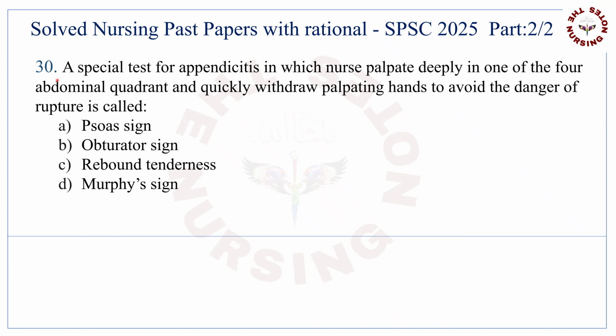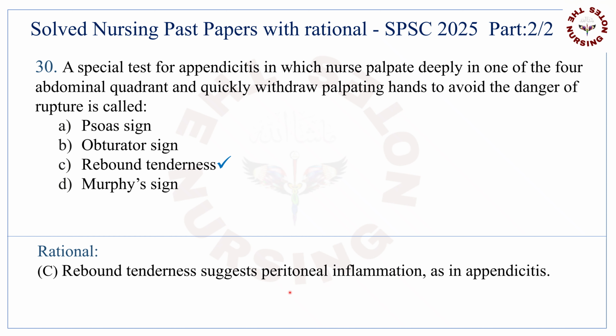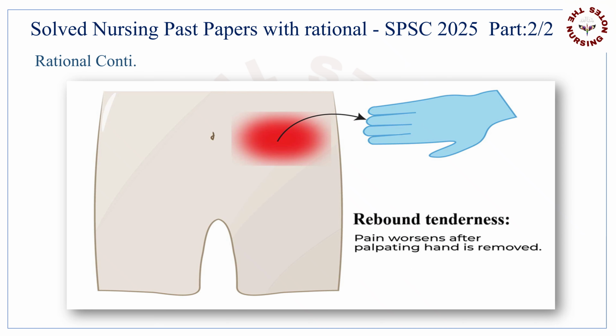Question number 30. A special test for appendicitis in which nurse palpate deeply in one of the four abdominal quadrant and quickly withdraw palpating hands to avoid the danger of rupture is called. Correct answer is C. Rebound tenderness. Rebound tenderness is a clinical sign in which there is pain upon removal of pressure rather than application of pressure.